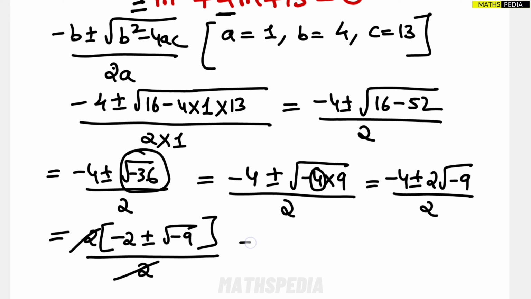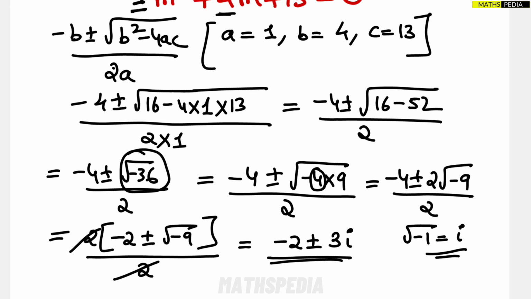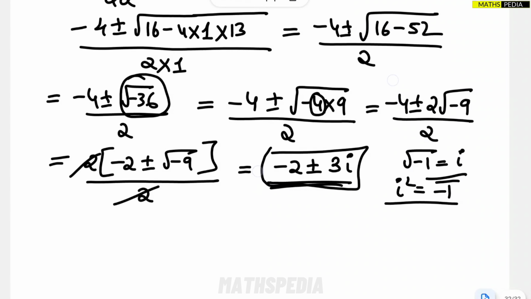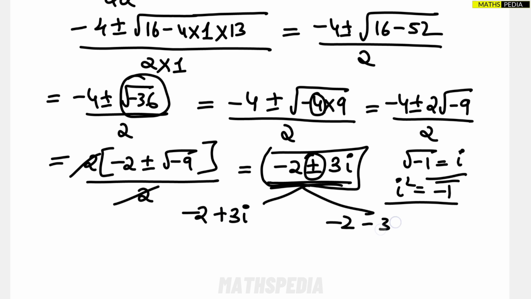This 2 and this 2 cancel. What is remaining? Minus 2 plus or minus root of minus 9. Root of 9 is 3 and root of minus 1 is iota. Remember this, or i square is equal to minus 1. This you have studied in complex numbers. So this is the root we have got. How many roots should you get? 2 roots, because this is plus or minus. This can be split into minus 2 plus 3i and minus 2 minus 3i.